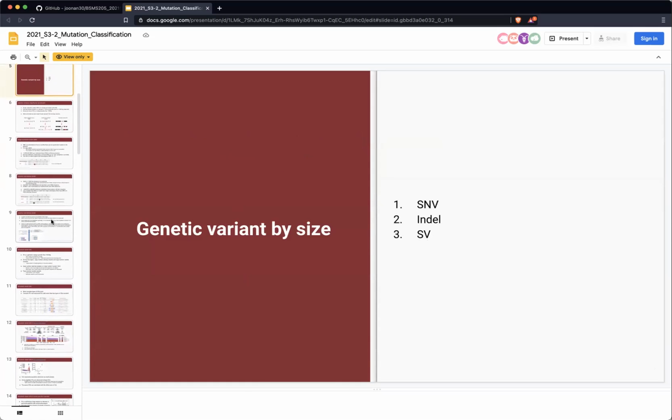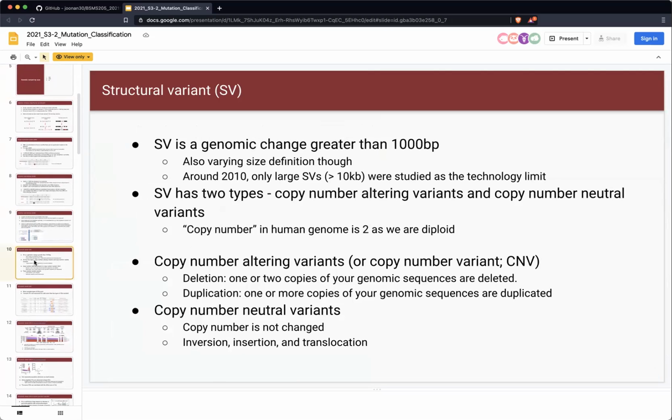Okay, so what is structural variation? These are large-scale genomic changes, normally described as genetic variants greater than 1,000 base pairs. We have two types of structural variants. The first one is the copy number altering variant, which literally changes the copy number status in our genome. The other one is genetic changes without copy number status changes, right? The copy number altering variant we shortly call copy number variant, or CNV. This includes two types: the first is deletion, and the second is duplication.